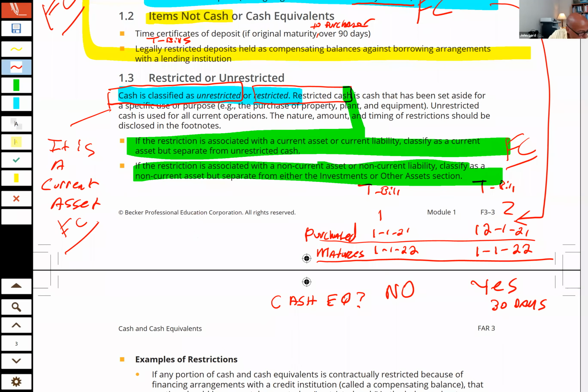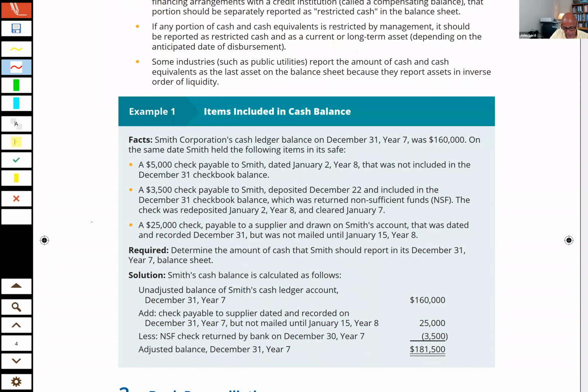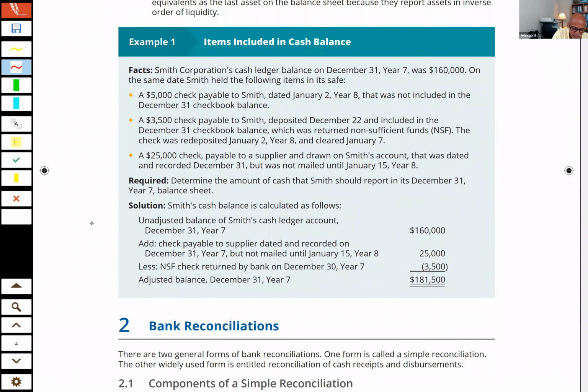Okay, good. Now you come over and you take a look at this example of items to include in cash. I think this is a little bit mislabeled, because to me this is more of a timing exercise than it is what is a cash or cash equivalent, which is what you would think when you look at this title. They tell us that at December 31st, year 7, they had 160,000. And then they give us these things to see if we know how to adjust this cash balance based on the timing of when these things hit our bank account. It really is more of a timing exercise than anything.